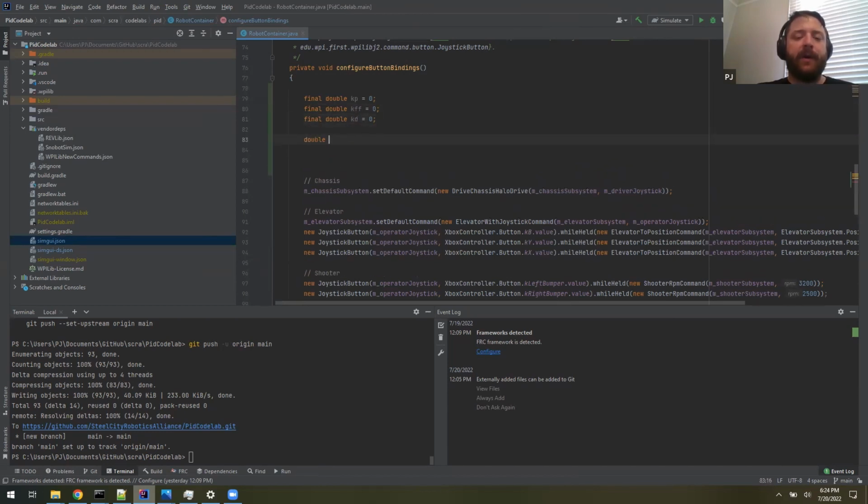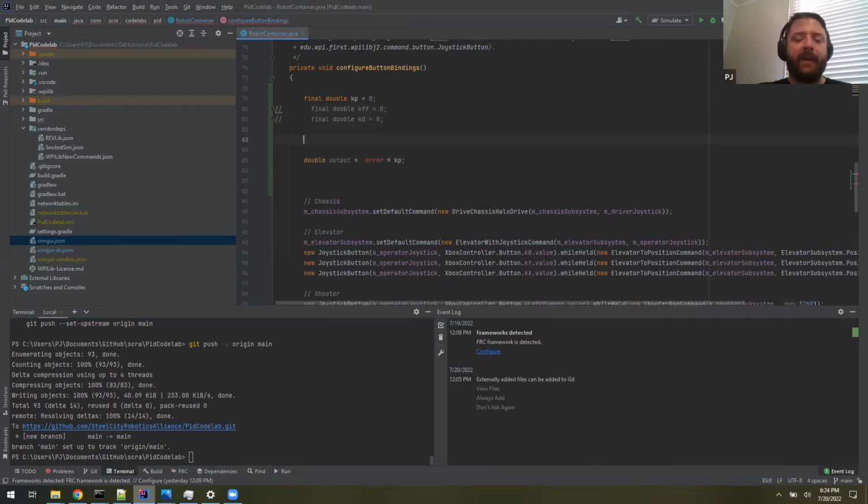Right, so the normal equation for a standard P controller would be output equals error times KP. Super easy, right? And your error being my goal minus current, right? So super easy. That's why P controllers are nice. It's a one-line thing, right?